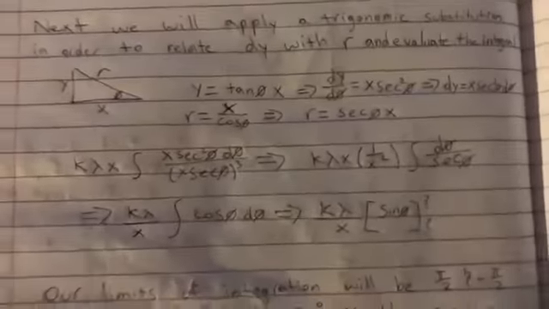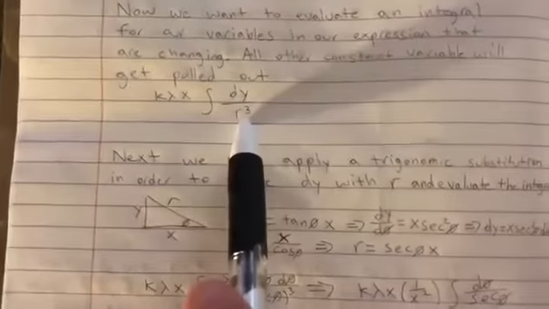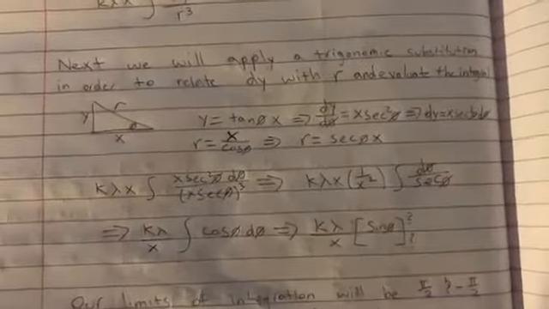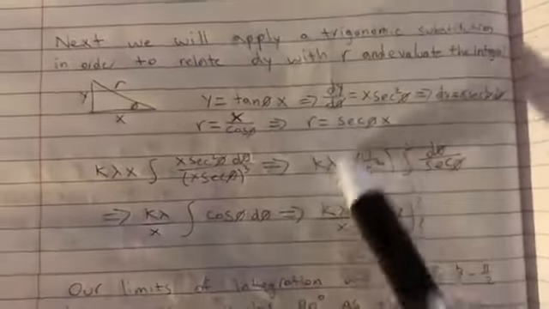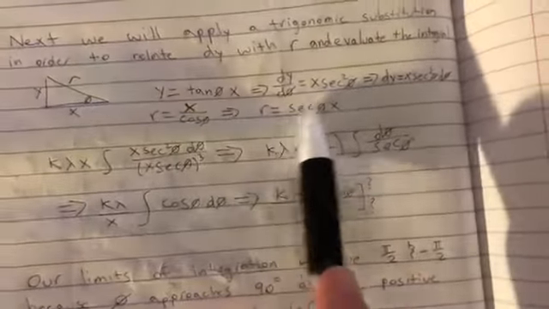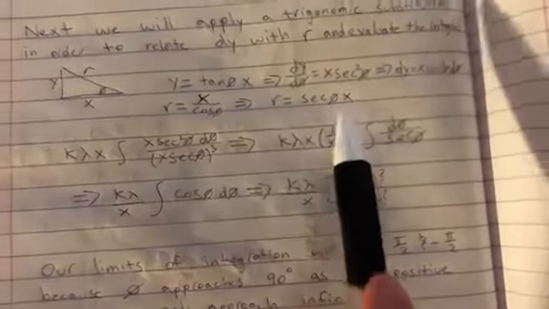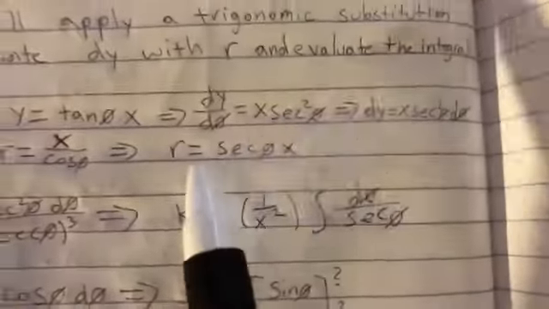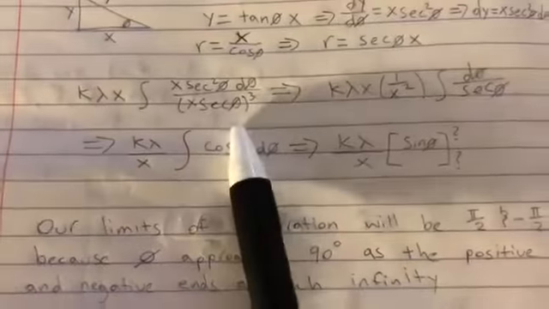Now, to make life a little easier, we have to rewrite dy and r in terms of a common variable, which will be theta. And by doing this, we'll use a trigonometric substitution with this triangle right here and with this logic right here. So after we use this trigonometric substitution, we simply plug what we have for dy and r back into our previous equation, and we get this.